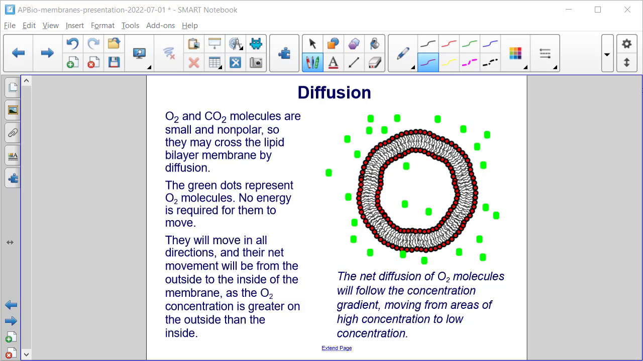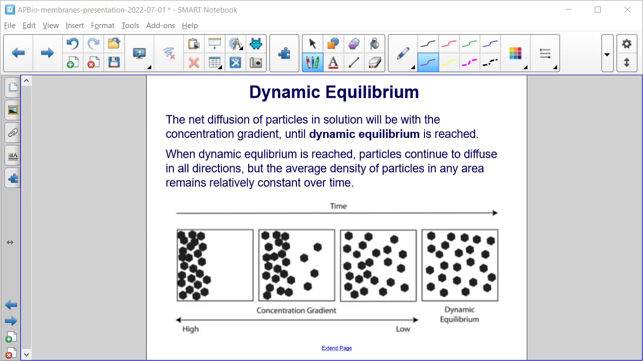The net diffusion of O2 molecules will follow the concentration gradient, moving from areas of high concentration outside of the cell to low concentration inside of the cell. The net diffusion of particles in a solution will be with the concentration gradient. So particles will diffuse with the concentration gradient until dynamic equilibrium is reached. When dynamic equilibrium is reached, particles continue to diffuse in all directions, but the average density of particles in any area remains relatively constant over time.